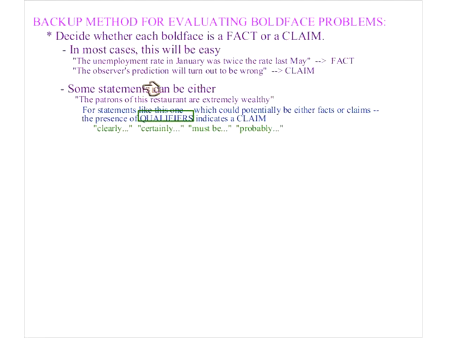So, give me a smiley face if you understand, A, the distinction between claim and fact, and B, how to tell, especially in borderline cases like this.